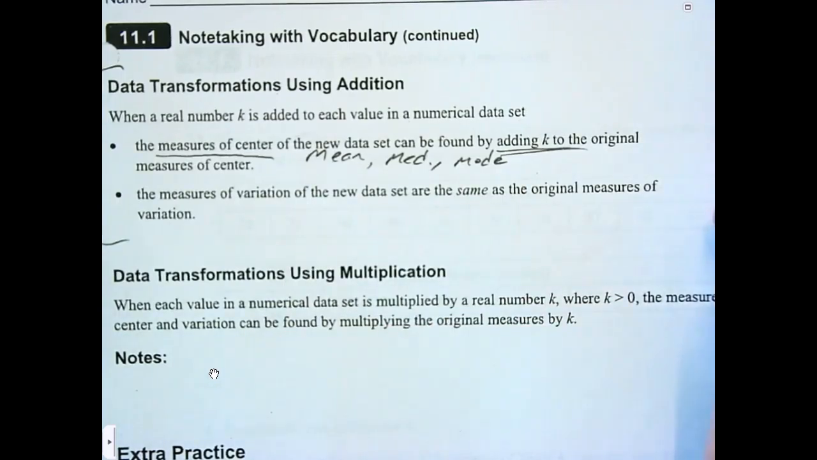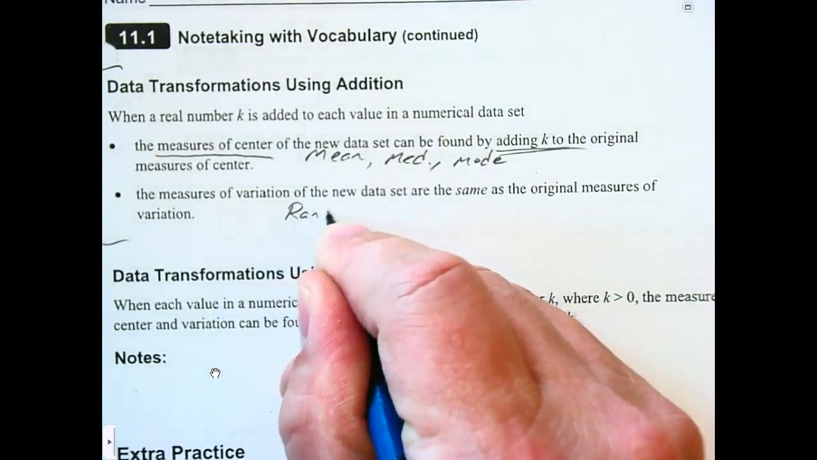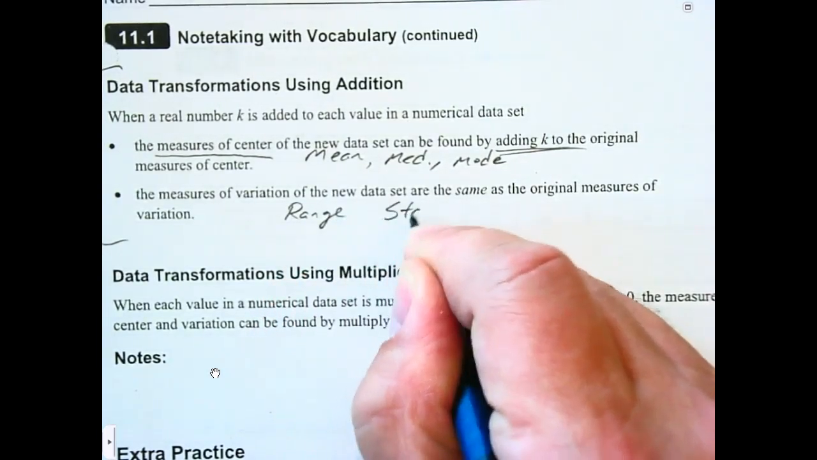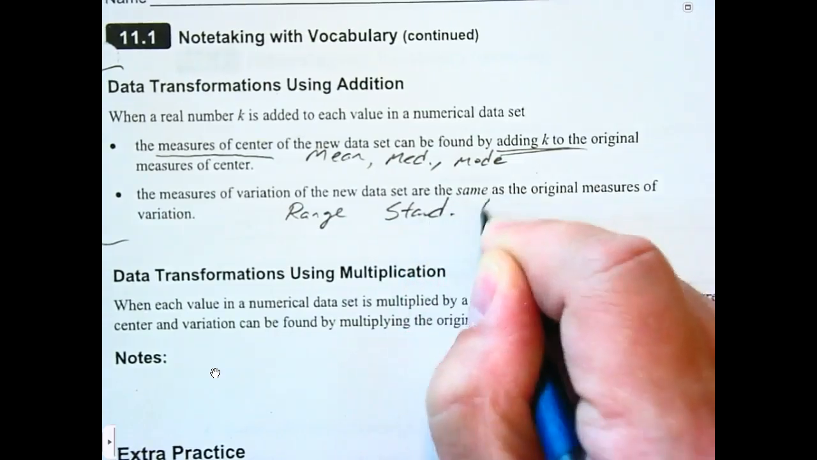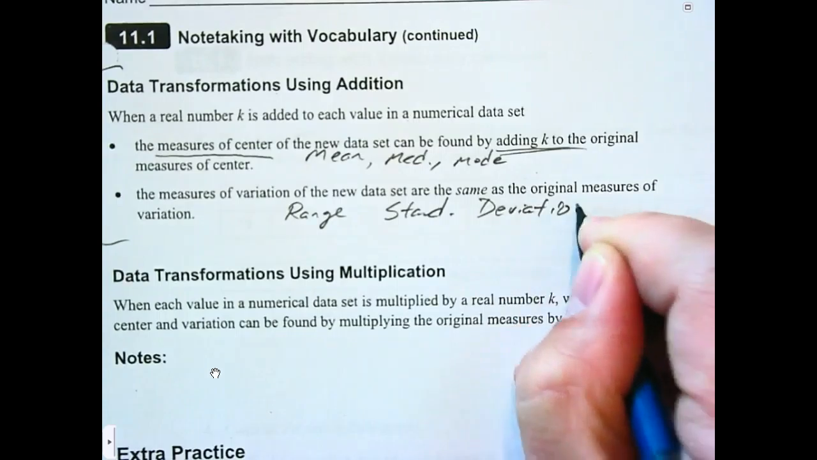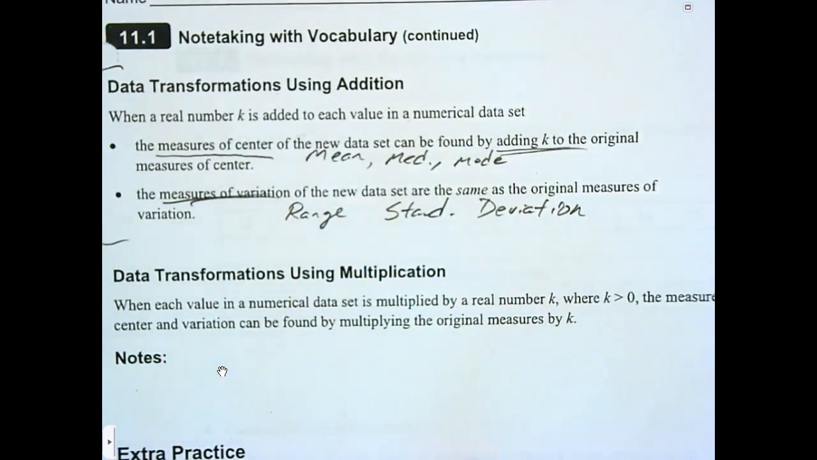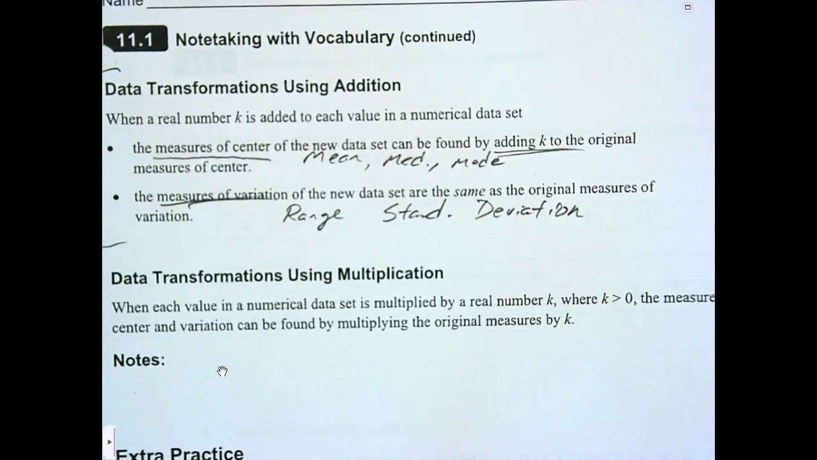The measures of variation don't change. The measures of variation are your range and your standard deviation. They will not change if you add a value.